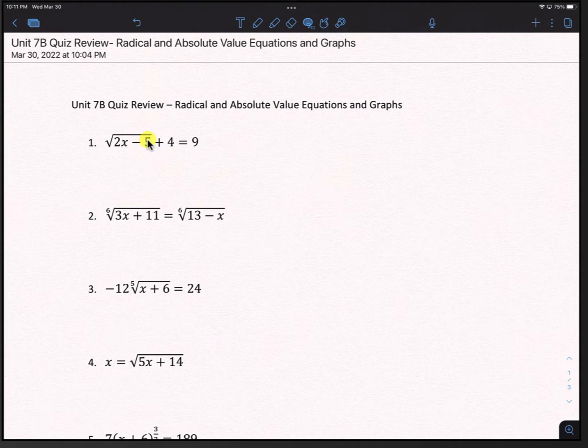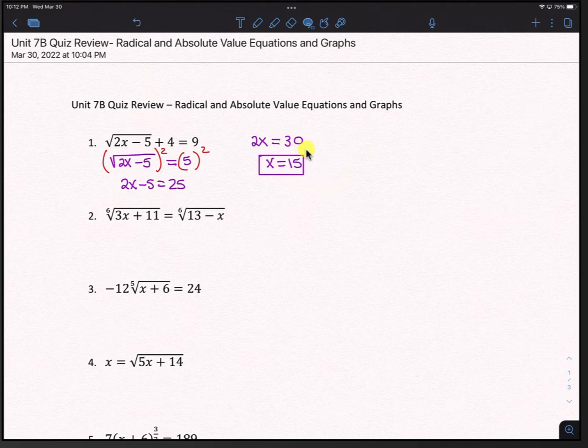So the first step would be to subtract the 4 from both sides. And we have the square root of 2x minus 5 equals 5. Now we will square both sides to get rid of the radical. And squaring both sides results in 2x minus 5 equals 25. Let's add 5 to both sides. We get 2x equals 30. And then let's divide by 2. And we get x equals 15.